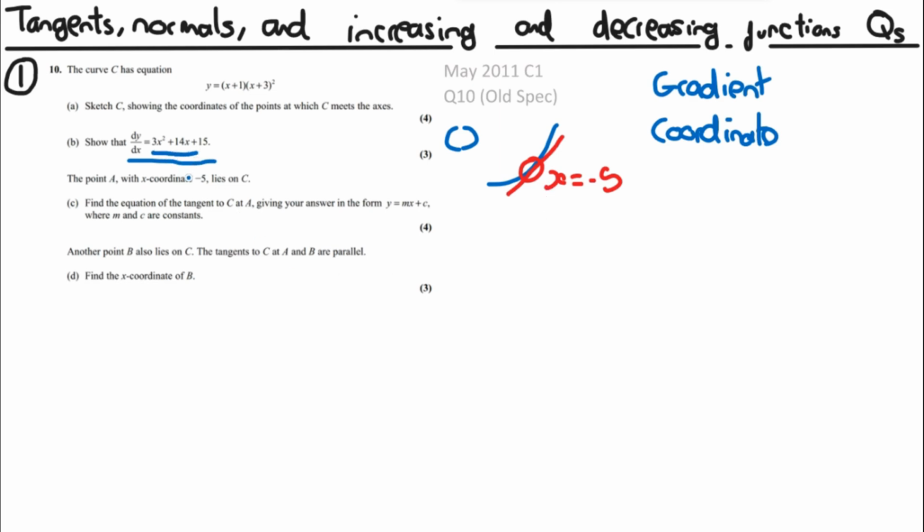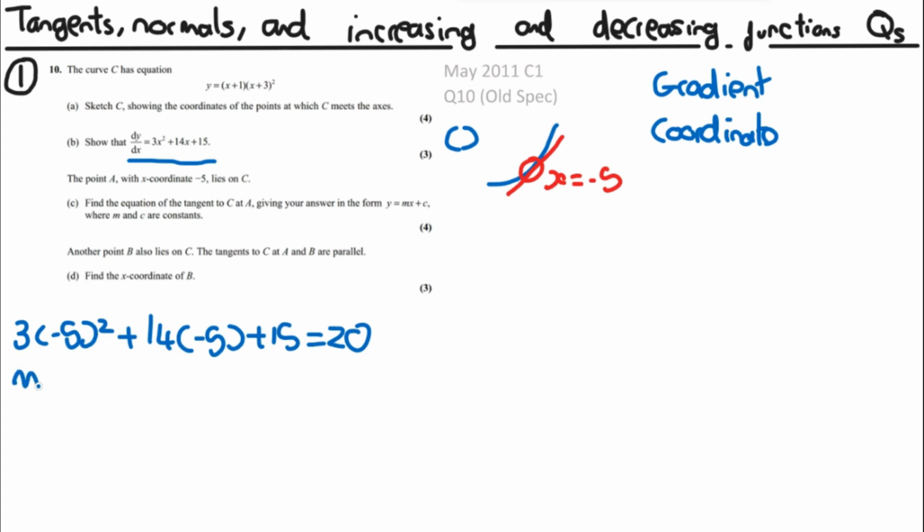So sub -5 into here, so it's going to be 3(-5)² + 14(-5) + 15, which you can put into a calculator, is equal to 20. So therefore the gradient is equal to 20. So we've got the gradient, and therefore we need to find a coordinate, which you can also easily do as well, because we know the x-coordinate, and we can figure out the y-coordinate easily by just subbing into this equation for the curve.